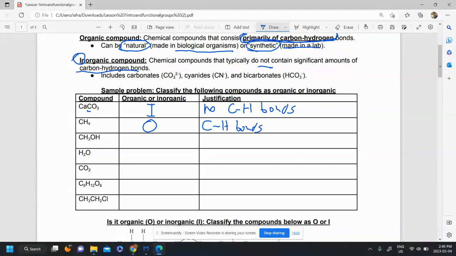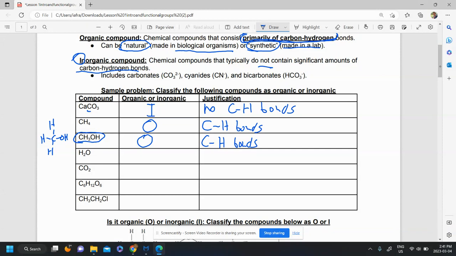CH3OH. In CH3OH, you have CH bonds, plus bonds that aren't CH bonds, and that's okay. Organic compounds don't only have to be CH. They can be a bunch of CH plus a few other special groups that we'll see later on. So this is actually considered organic as well because it contains those CH bonds. Essentially, as long as you contain C and H, you're usually considered organic.